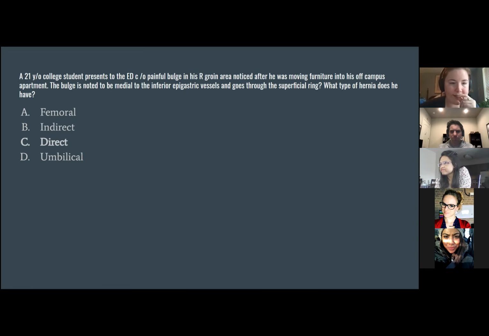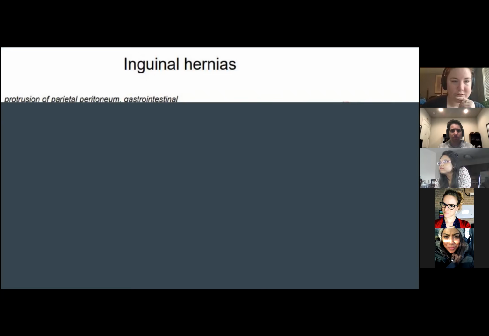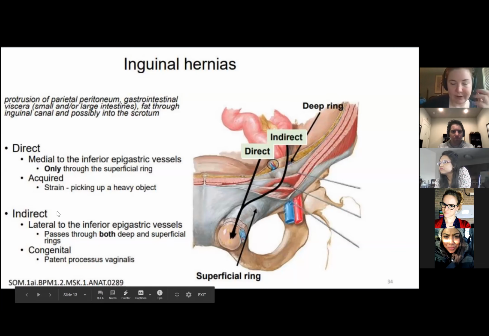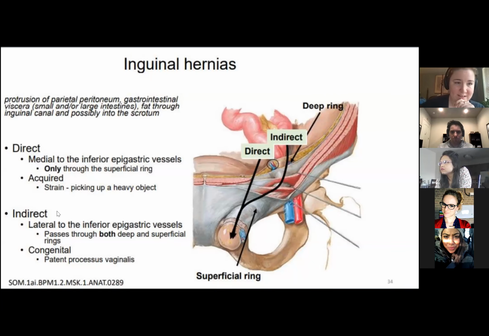Okay, gonna advance. So it is direct. I remembered this because I put the letters together. Direct is medial, so DM. That's how I remembered direct versus indirect with respect to medial, and then indirect is lateral. I usually use really simple, corny acronyms, but it helps me: DM, direct is medial, IL, indirect is lateral. So any little weird trick helps you remember it.